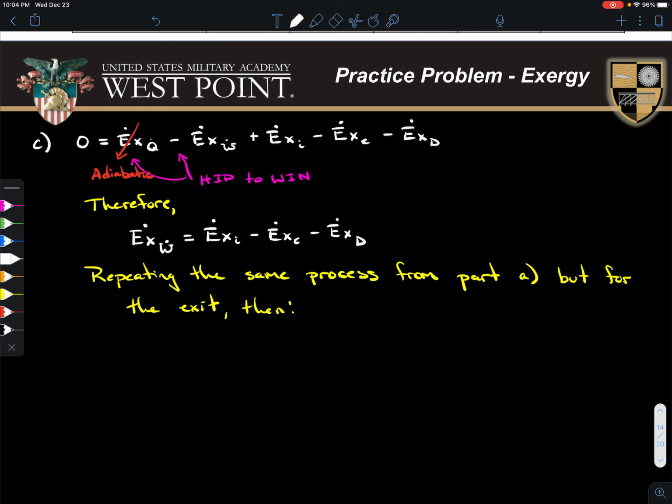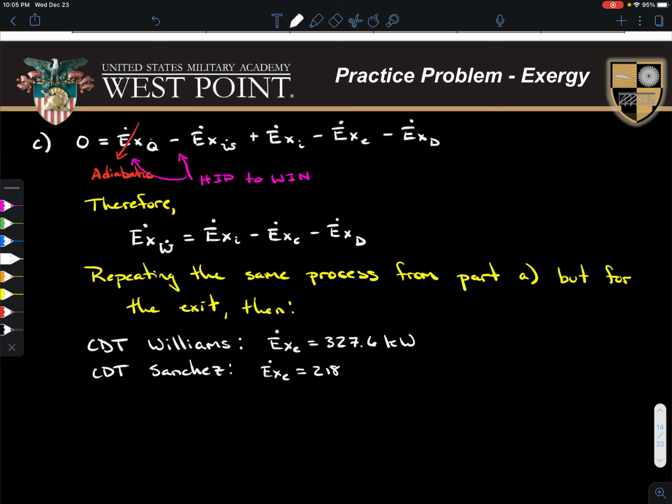And then we'll find that Cadet Williams has exergy at the exit of 327.6 kilowatts, and Cadet Sanchez has exergy at the exit of 218.4 kilowatts. Okay, so now we have all the building blocks.